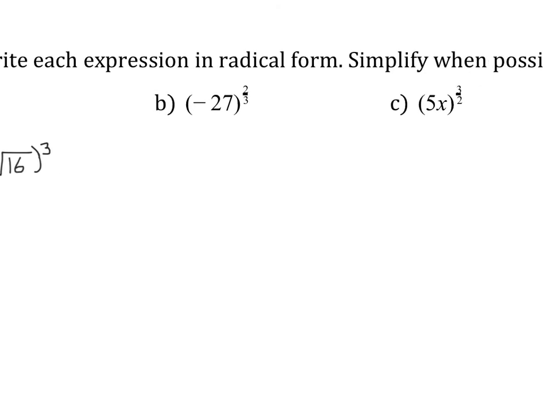All right, let's look at this next one. Here we have negative 27 to the power of 2 over 3. Remember, inside out, so it's going to be the cube root of negative 27, squared. Here, the cube root of negative 27 is actually negative 3, and then we can square that to give us positive 9. And there you go. By rewriting it, we were able to simplify.